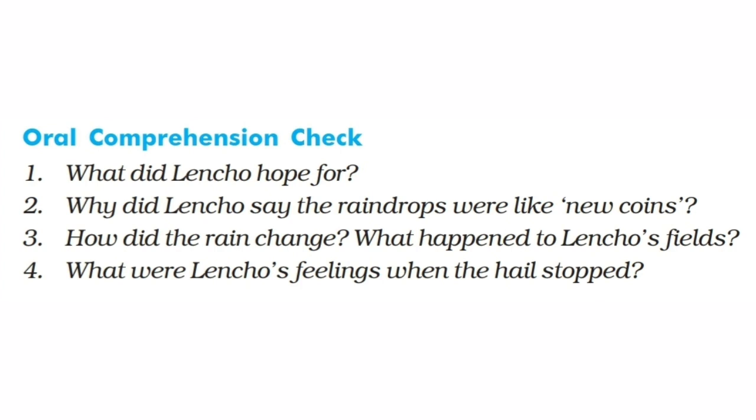What were Lencho's feelings when the hail stopped? When the hail stopped, Lencho's soul was filled with sadness. He looked around at his fields and said that even a plague of locusts would have left more than was left after the hailstorm. He said that they would have no corn that year and they would go hungry. He was full of sorrow.